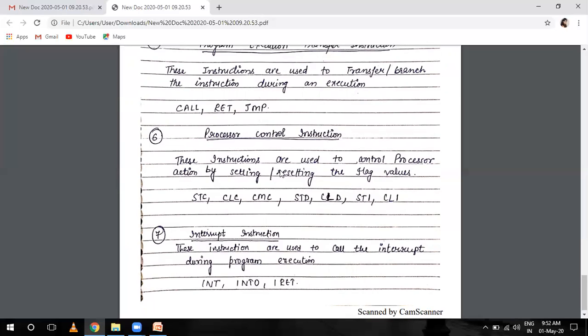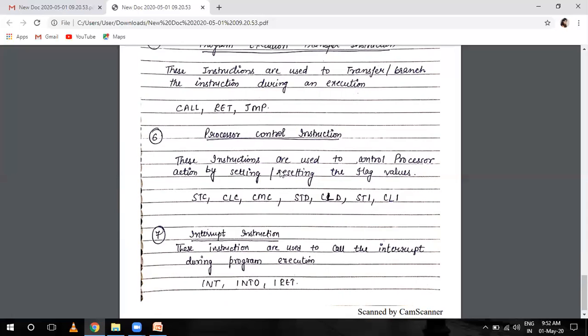CMC is used to complement the state of the carry flag. STD is used to set the direction flag DF to 1. CLD is used to clear the direction flag DF to 0. STI is used to set the interrupt enable flag to 1. CLI is used to clear the interrupt enable flag to 0. So these are the processor control instructions.